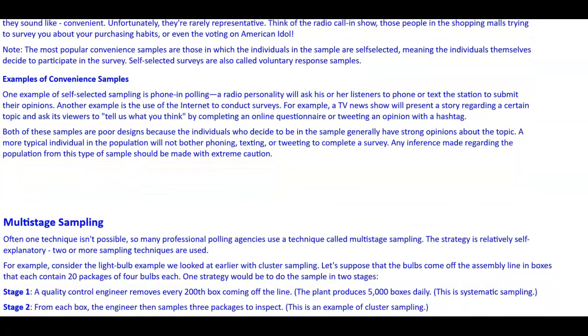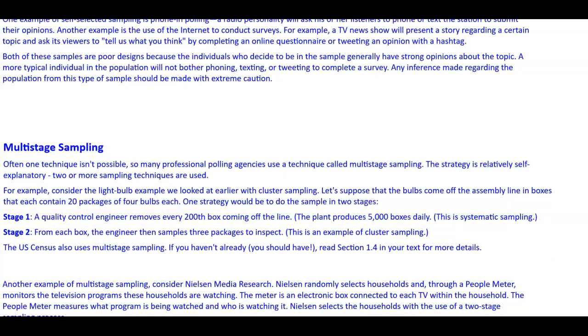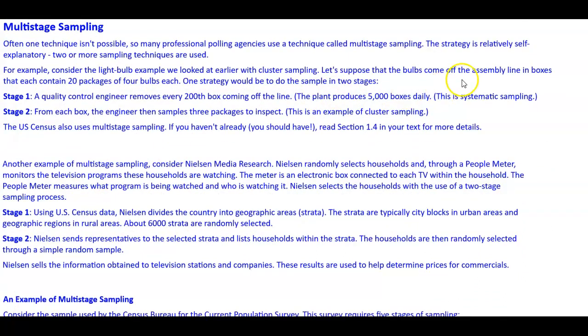Multistage sampling. Often one technique isn't possible, so many professional polling agencies use a technique called multistage sampling. The strategy is relatively self-explanatory. Two or more sampling techniques are used. So for example, consider the light bulb example we looked at earlier with cluster sampling. Let's suppose that the bulbs come off the assembly line in boxes that each contain 20 packages of 4 bulbs each. One strategy would do the sample in 2 stages.